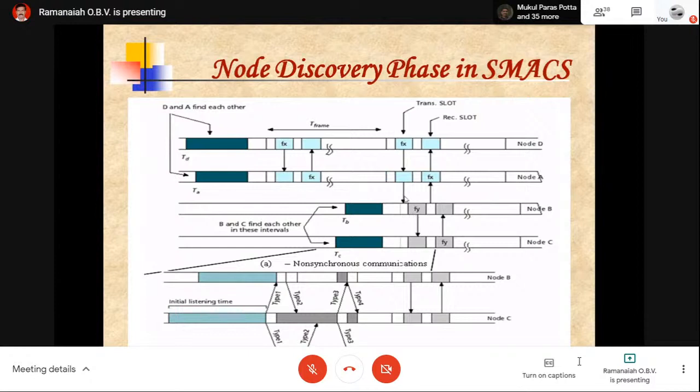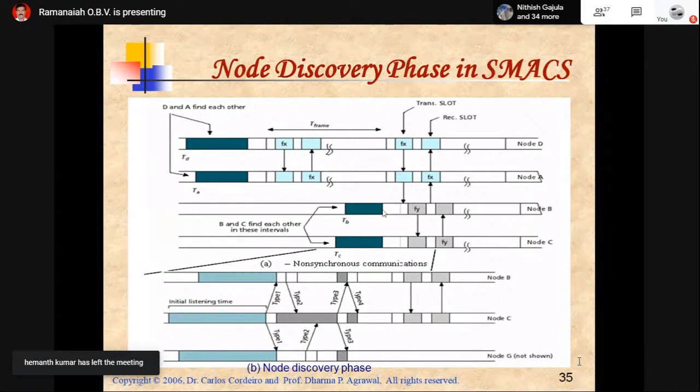So here, A and B, you can see. B woke up at this time, C woke up at this time. They took this time to discover each other. By this time, they have discovered each other. So B and C have discovered that they are neighbors.